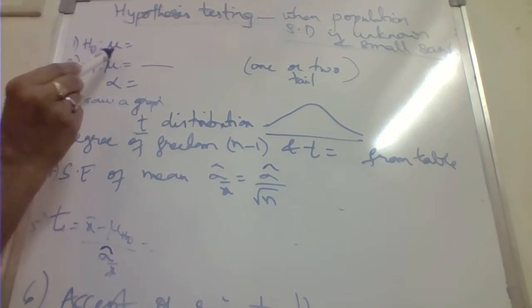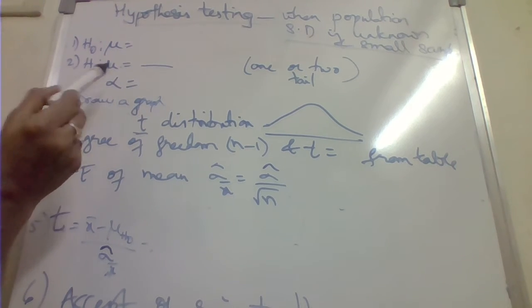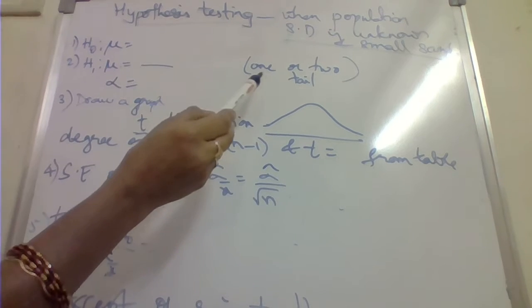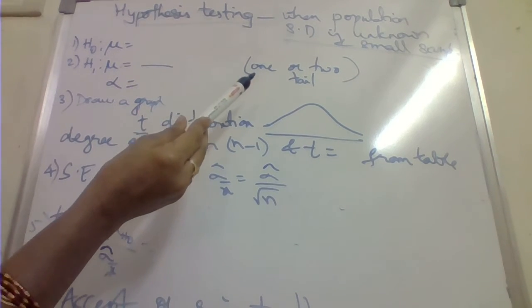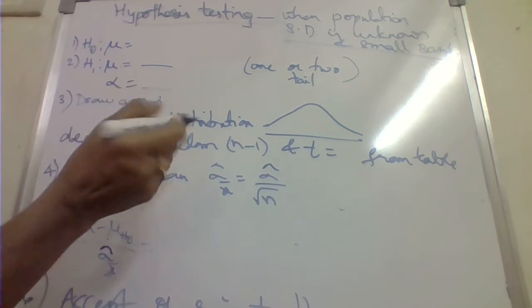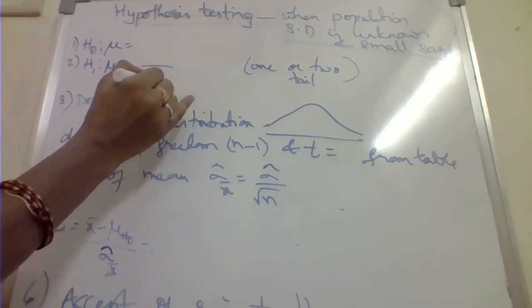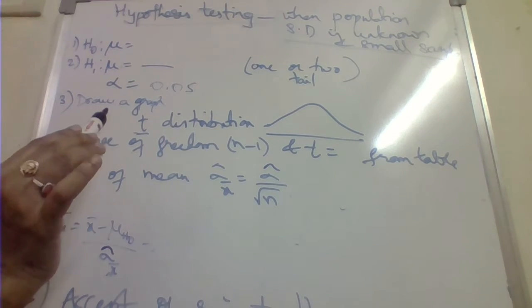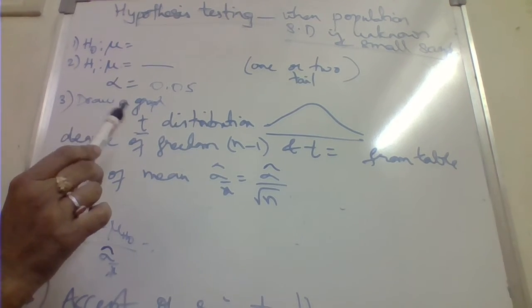First you have to mention the null hypothesis and next the alternate hypothesis, and whenever you write the alternate hypothesis you have to say whether it is one tail or two tail test, and then alpha value will be given. When alpha value is not given, you have to assume it as 0.05. Whenever alpha is not given, don't get worried, you have to take it as 0.05.